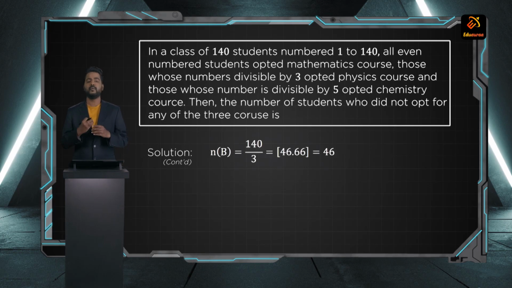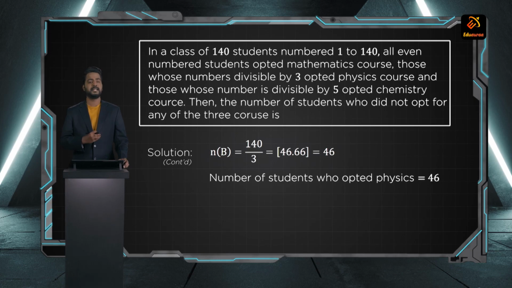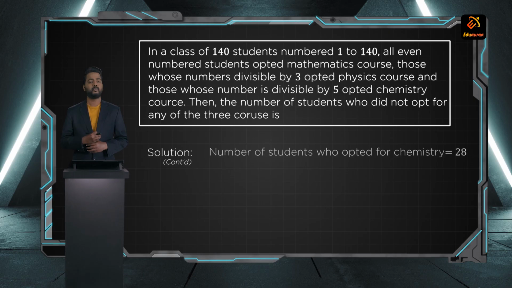So n of B will be greatest integer function of 140 upon 3. So 140 upon 3 will be equal to 46.66. So greatest integer function of 46.66 will be equal to 46. So number of students taking physics is 46. Now let's see C, the students that are divisible by 5. So n of C will be greatest integer function of 140 upon 5. That will be equal to what? 28. Understood? So now 28 students are taking chemistry course.